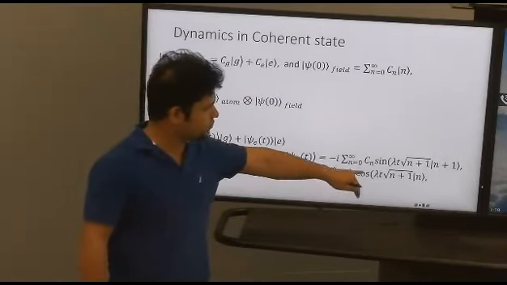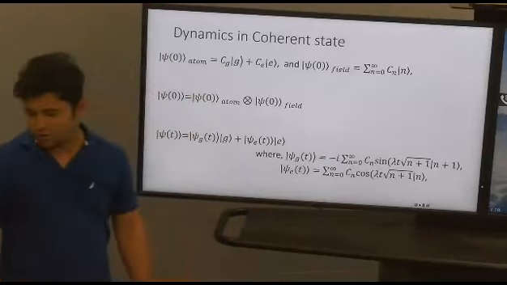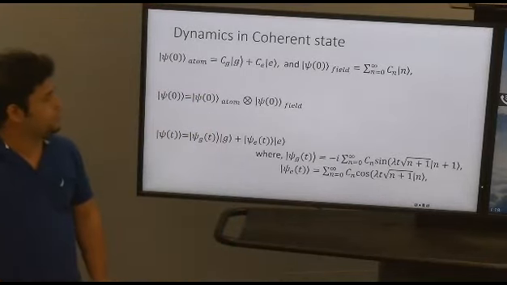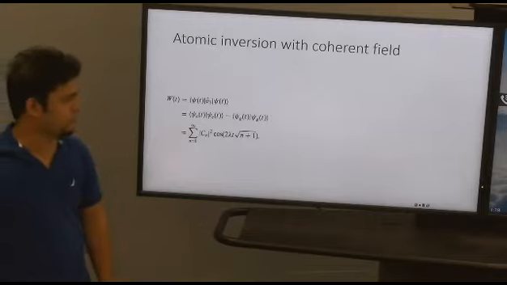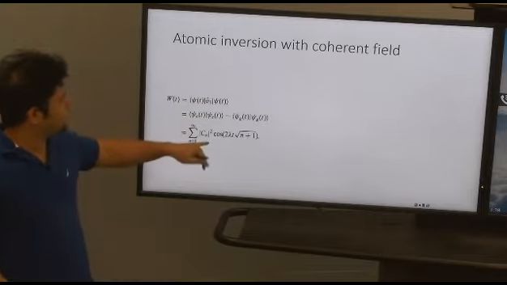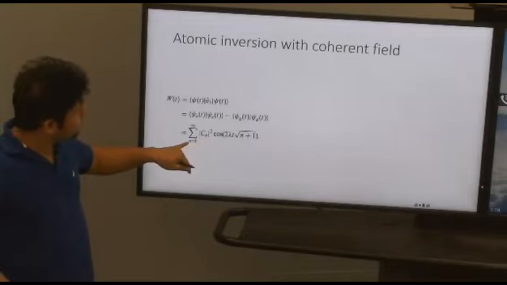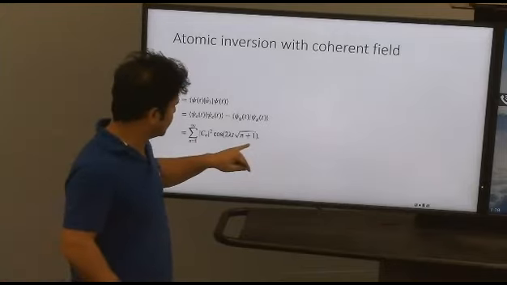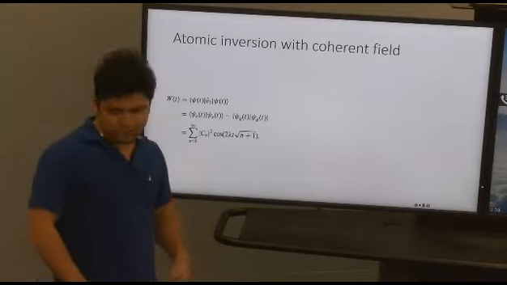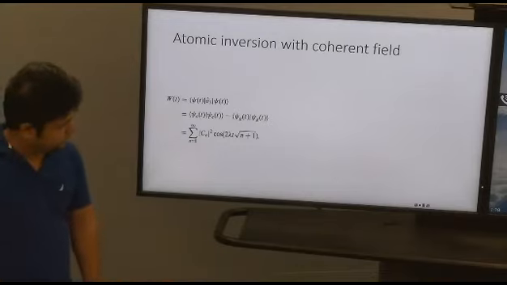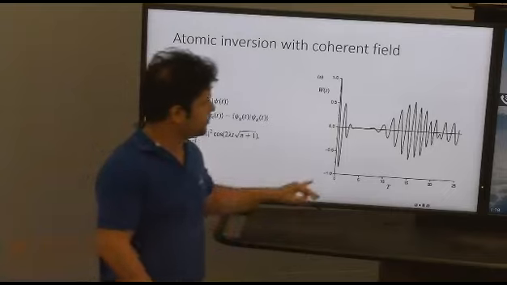This depends on these two terms. And from all the other maths we did, we can calculate the atomic inversion of the coherent state. If we solve this one, we will get the coherent inversion function, and if we plot it, we will get this type of plot.